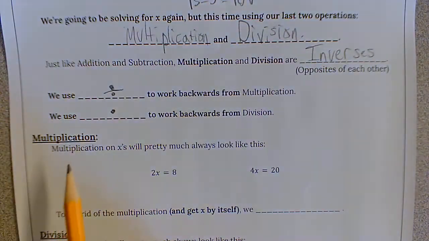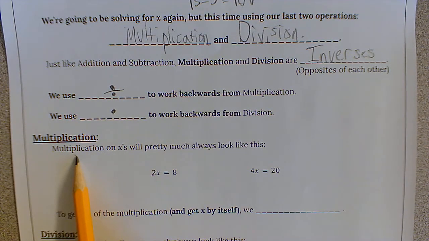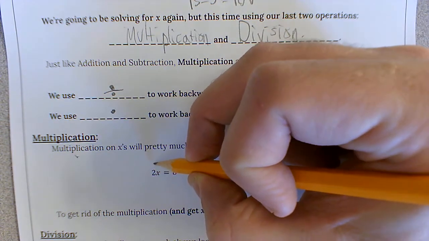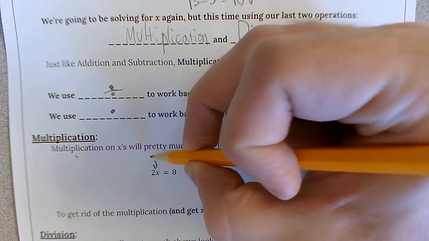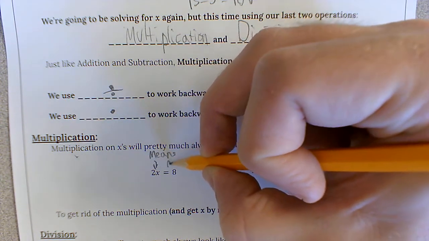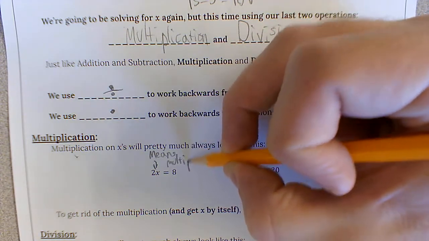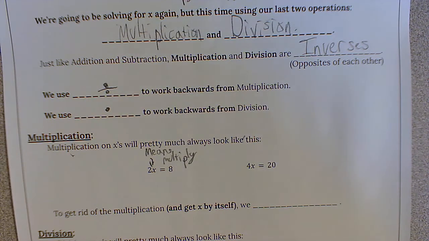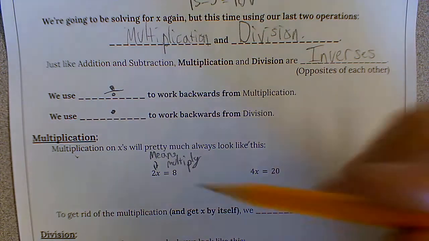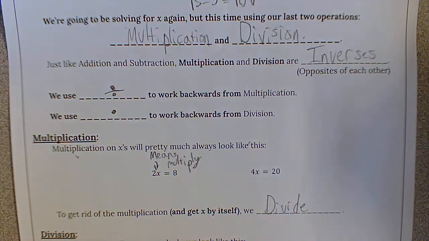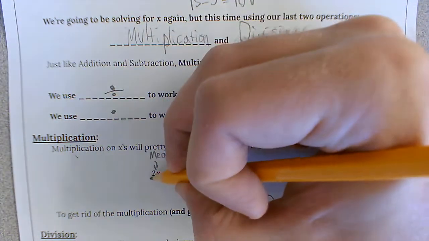Let's start with multiplication. So, when we're solving for x using multiplication, it'll pretty much always look like this. There's nothing between the 2 and the x. When there's nothing there, this means multiplication. So, if this 2 and this x are being multiplied, we have to divide by 2 to get the x by itself. We divide. So, we divide both sides by 2.